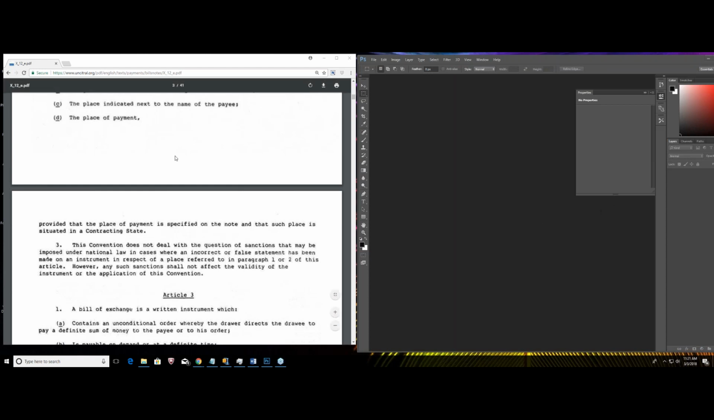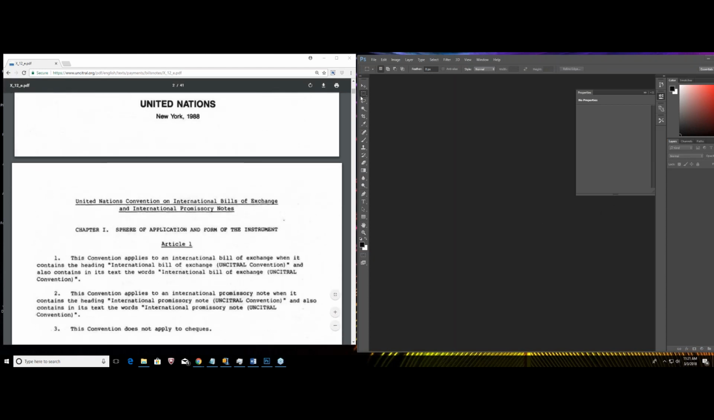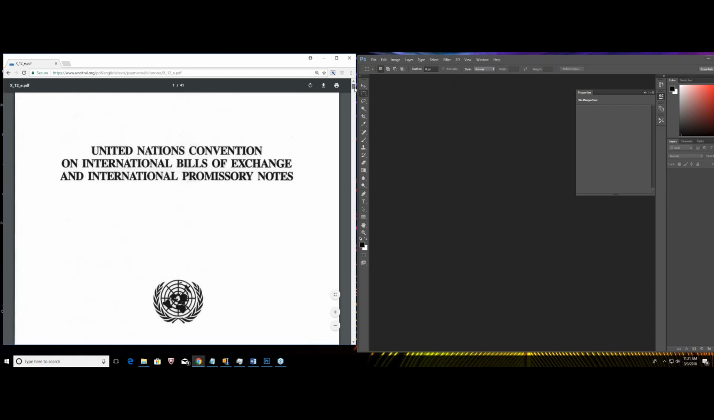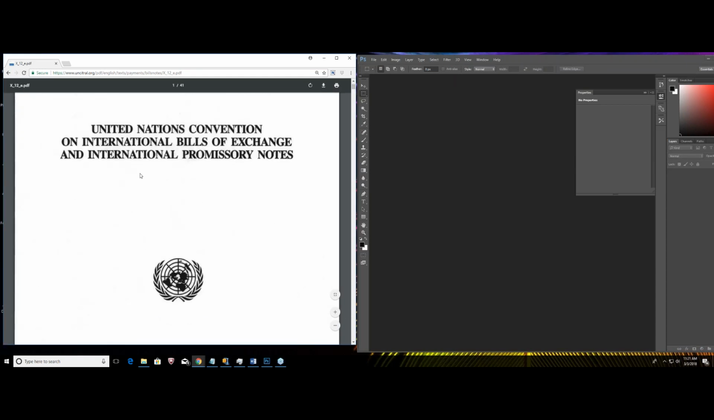Okay, so on this side over here, I've got our document that we're going to be looking at, which is the United Nations Convention on International Bills of Exchange and Promissory Notes. Can everybody see okay? Raise your hand if you can't see. Quinn? Ricardo, Florimond, can you see okay? I'm good, thank you. All right, great.